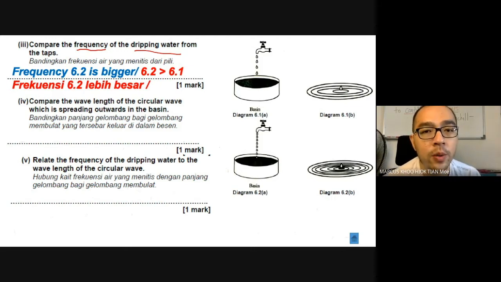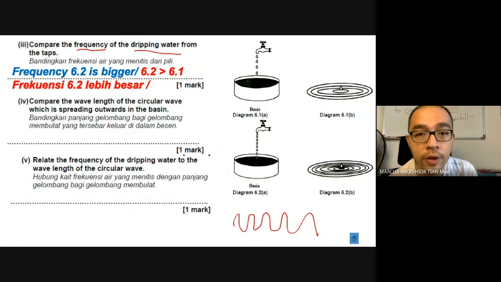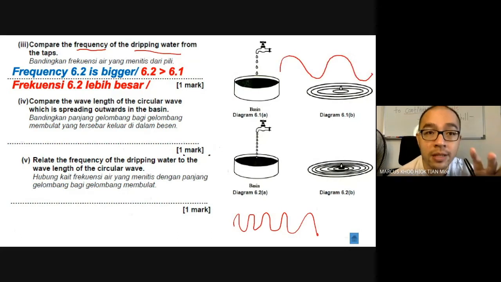All right, compare the wave frequency. 6.2 is bigger because there are more drops, more water droplets at the same time. So the more droplets you have, the frequency is bigger, as you can see. Remember in the interactive I said, if the frequency is higher, the wave will look like this, while if the frequency is lower, the wave will look like this, because there are fewer waves in 1 second. That's why the frequency in 6.2 is higher because there are more waves at the same time.